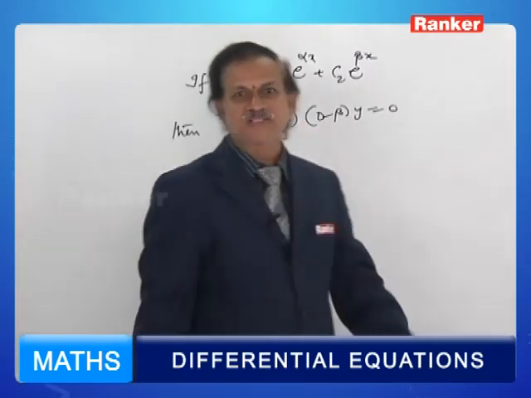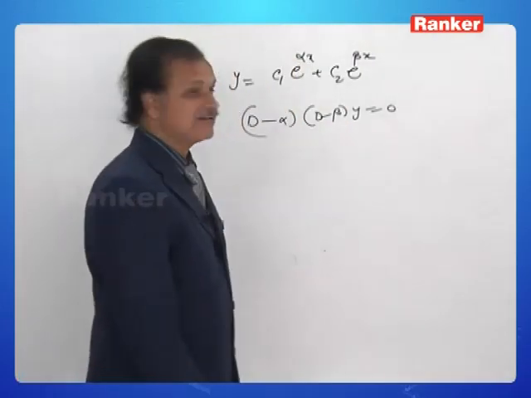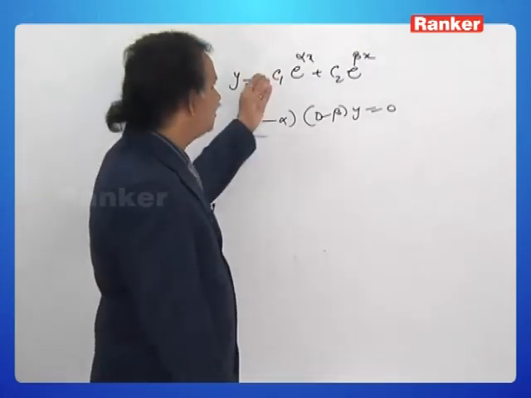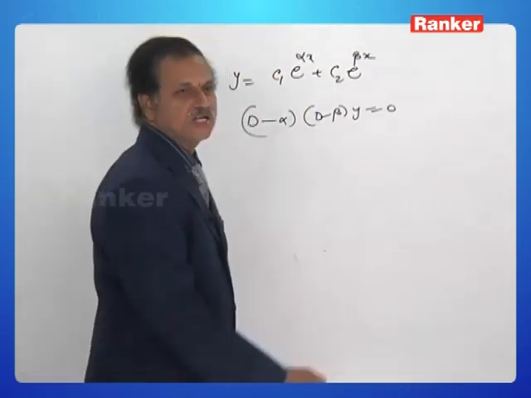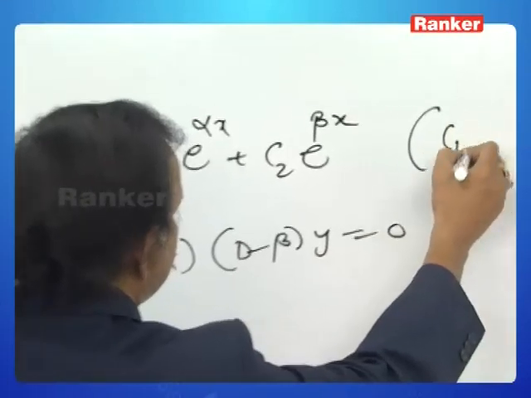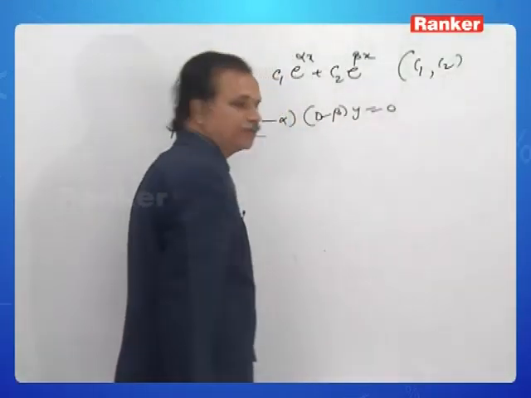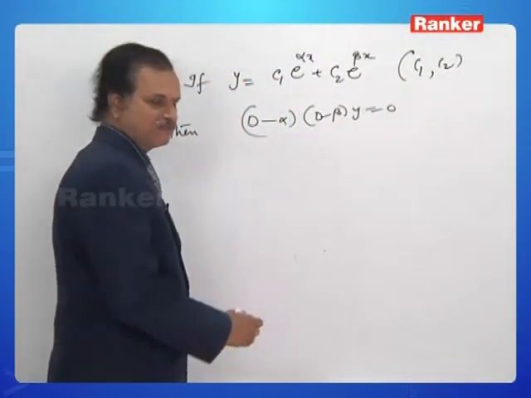Alpha and beta might be present there. Actually, alpha and beta are known constants and C1 and C2 are arbitrary constants. The things that are to be eliminated are C1 and C2. Well, my dear, let us have a good practice of this.